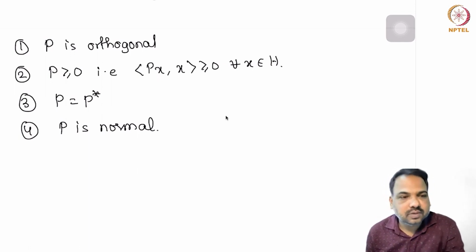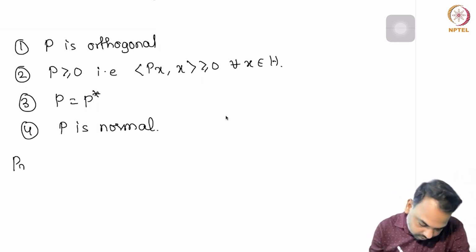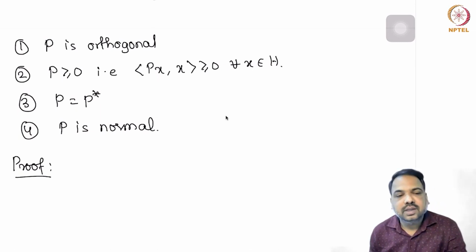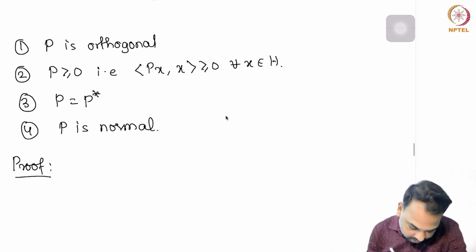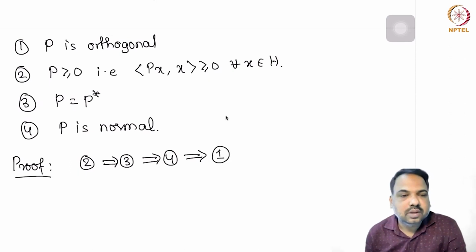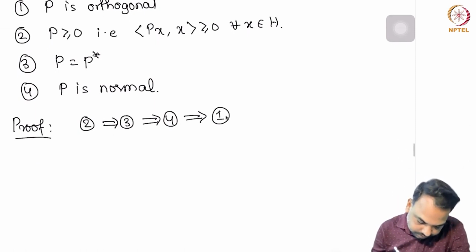That means 4 implies 1 holds. So let us look at the proof. When P is positive, automatically it is self-adjoint. When it is self-adjoint, automatically it is normal. Hence 2 implies 3 and 3 implies 4 are clear, and we have already observed that 4 implies 1 is also true. Now the only thing we have to see is 1 implies 2.